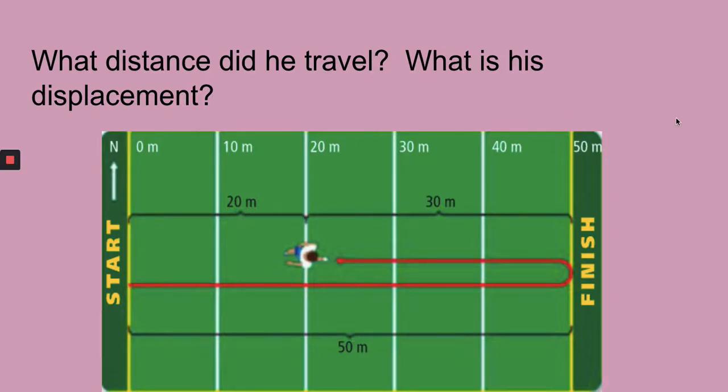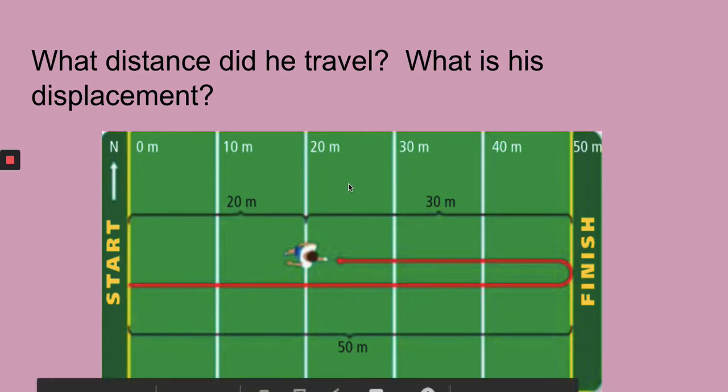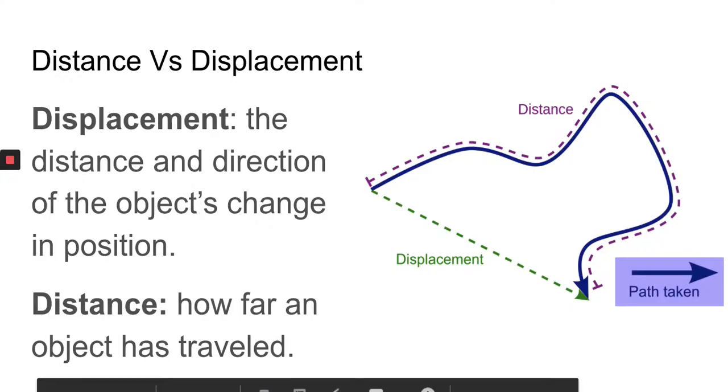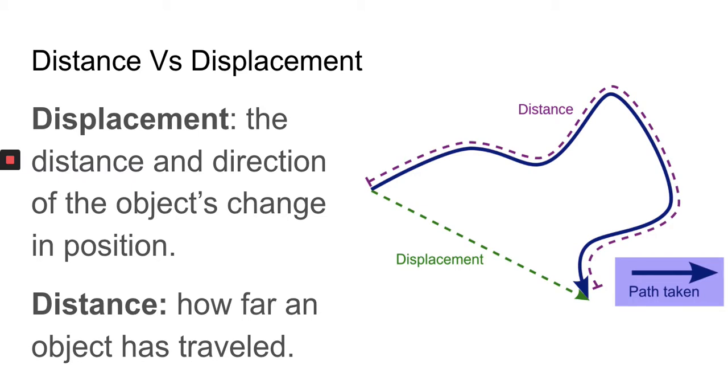Now here we have a picture of a person on a field. What is the distance that he traveled, and what is its displacement? Well, first of all, we got to talk about what exactly are these two. Well, displacement is the distance and direction of the object's change in position. And distance is how far the object has traveled.